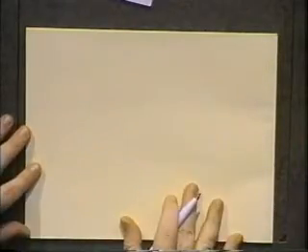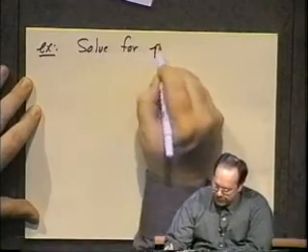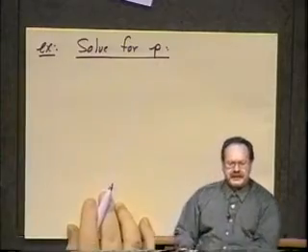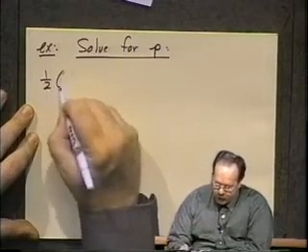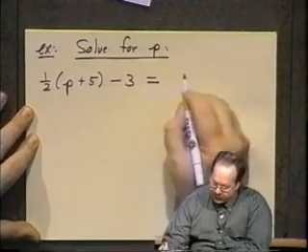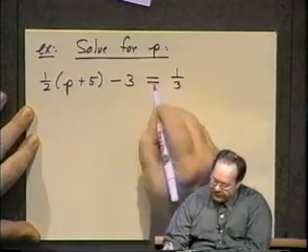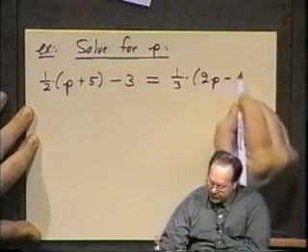Well, let's go ahead and get into one now. Let's go ahead and solve for P. New letter. Instead of x, we'll be solving for P. Here is the equation we're looking at. 1/2 times P plus 5 minus 3 equals, there's the equation part. It's got to have an equal in it. 1/3 times 2P minus 1.